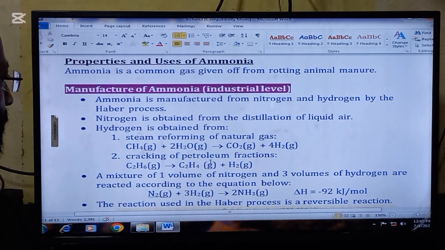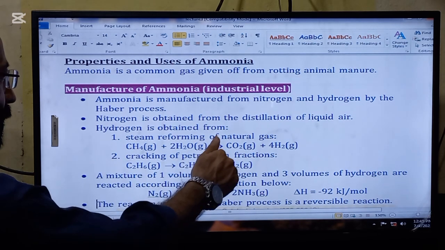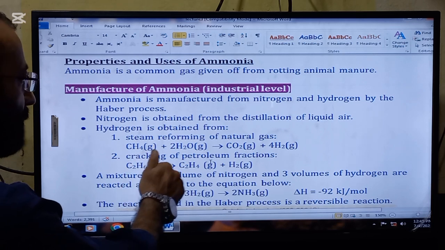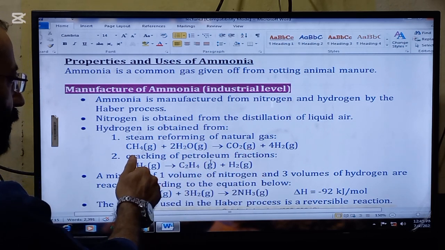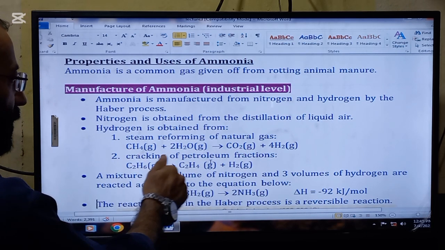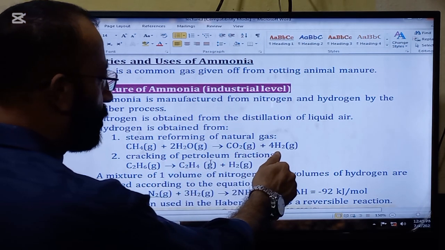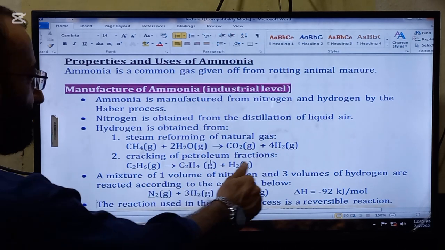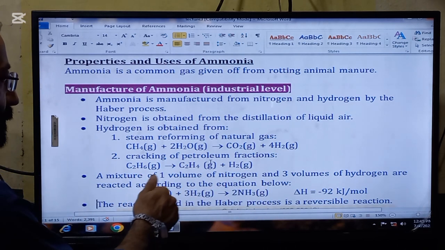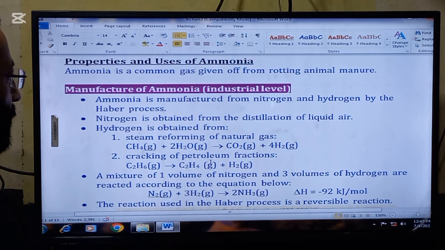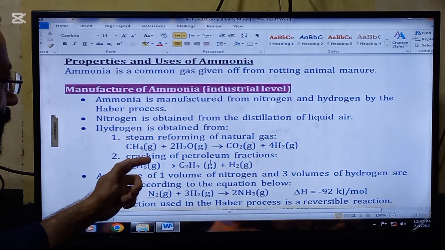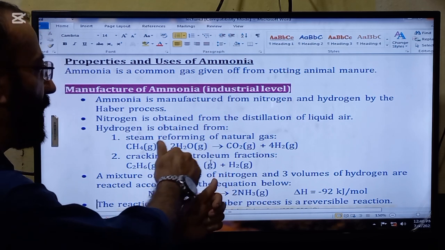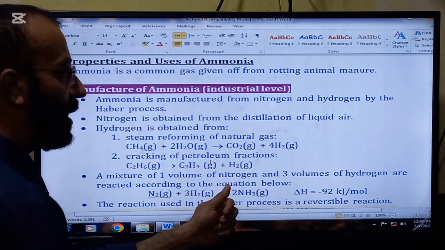Okay, now hydrogen is left. So hydrogen is obtained from one of these two methods. So it can be obtained by steam reforming of the natural gas. So look now, this is natural gas, this is steam reforming of the natural gas. So carbon dioxide and hydrogen will be obtained. So this is one way. Or cracking of the petroleum fraction. So C2H6 forms C2H4 and hydrogen gas. So one of these two methods will be used for the manufacturing of the hydrogen, and nitrogen is obtained from the distillation of the liquid air.